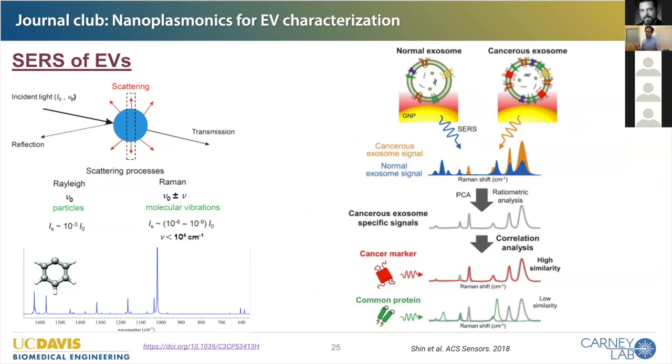And we know now from many studies in the field that the composition of EVs and their lipids, sterol, small molecule sugars, all these things we can see in Raman are obviously different from cancer versus healthy ones, and even different types of cancers and different stages of cancers.